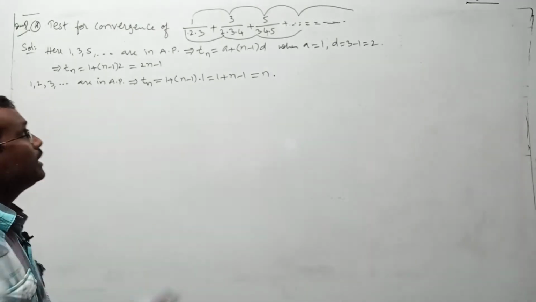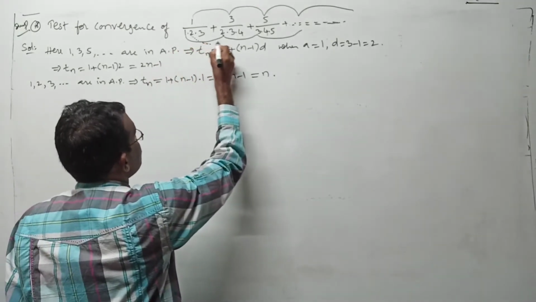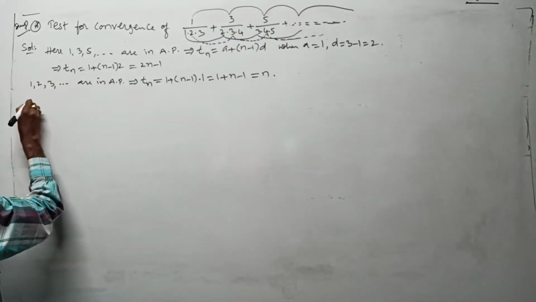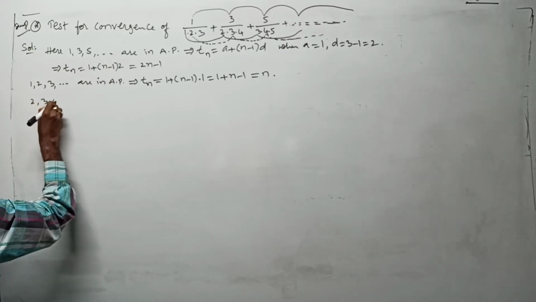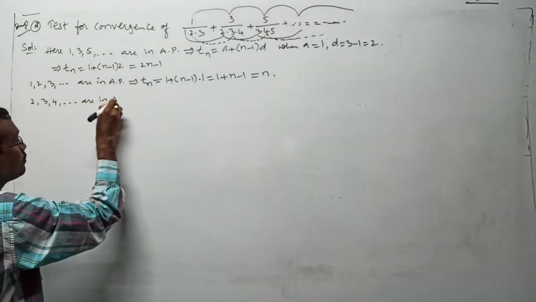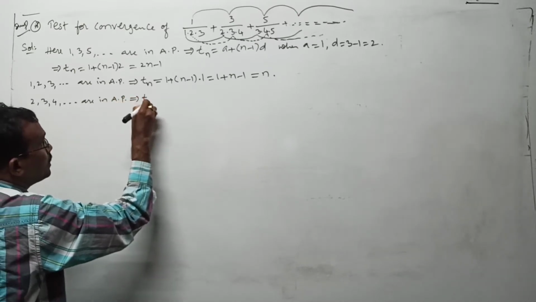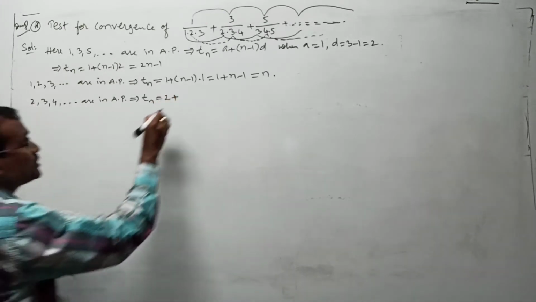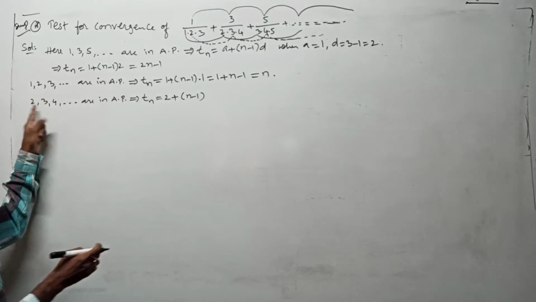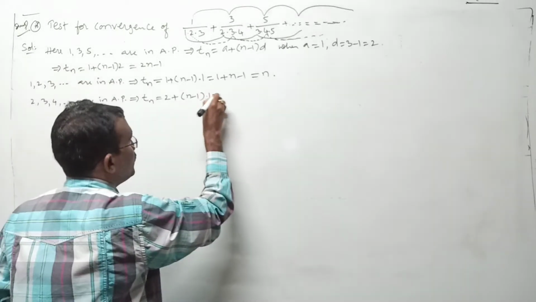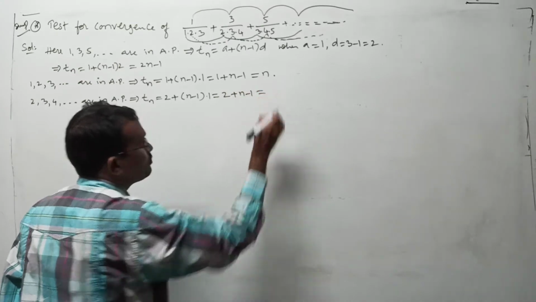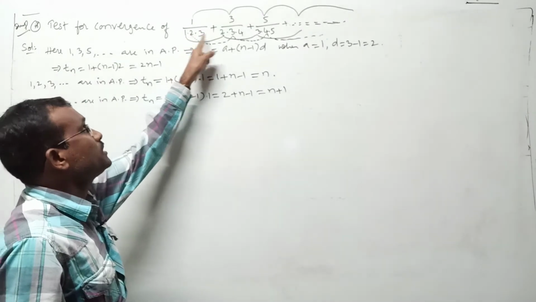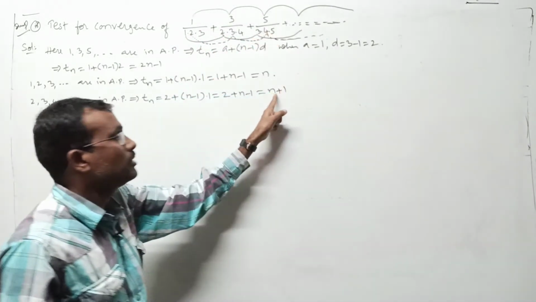Directly we got it. Next, the second term: take 2, 3, 4 and so on. These are in AP. Again use the Tn condition, the nth term condition. What is that? The starting term is 2, na? 2 plus n minus 1 into d. 3 minus 2 is 1. This is 2 plus n minus 1. Is it n plus 1 or not? That means in un, under the denominator, the second product term is n plus 1.